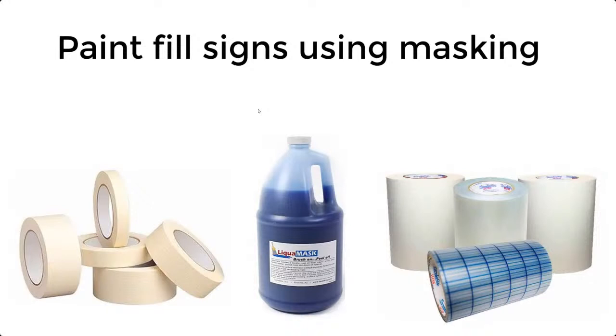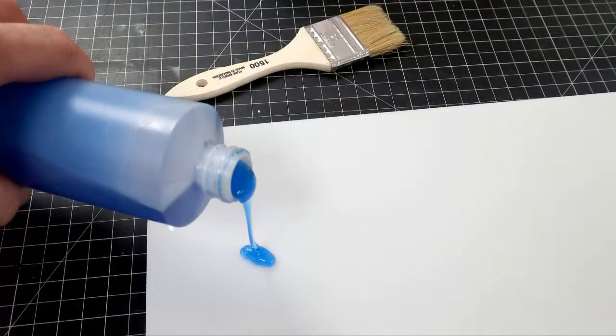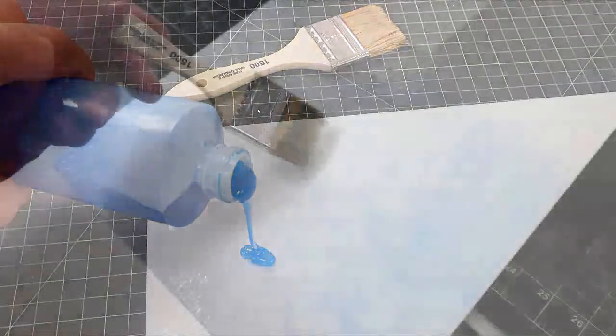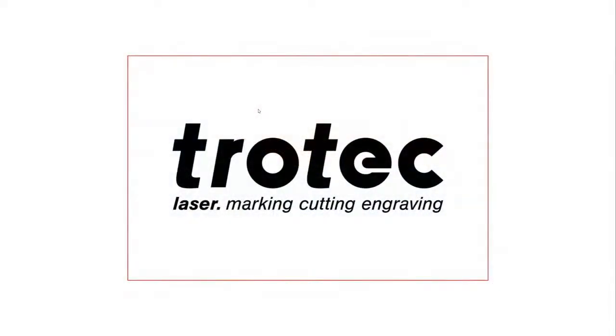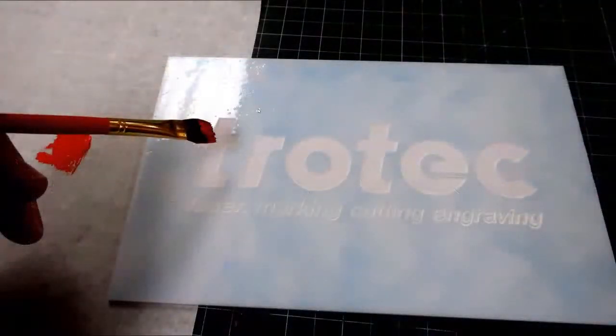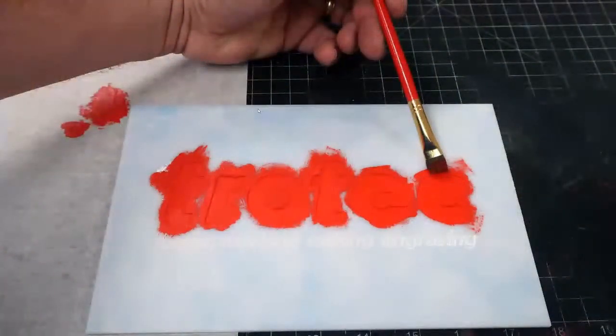Now, you can also, of course, do paint fill signs using masking, and there's several different types of masking. This one is basically a liquid mask. When you paint it on, liquid mask is nice because there's no chance of any air bubbles underneath, like paper tape. So once you've painted it on, you engrave the graphic right into the substrate. Doesn't matter what material you're using. And then you just paint into that actual surface itself. So the laser is exposing the area that you want to paint.